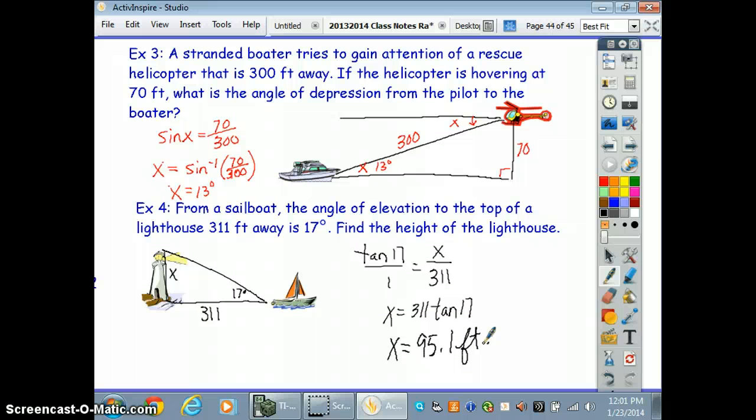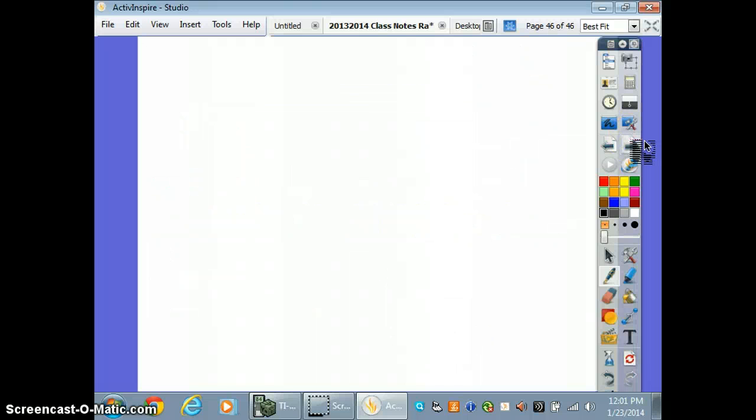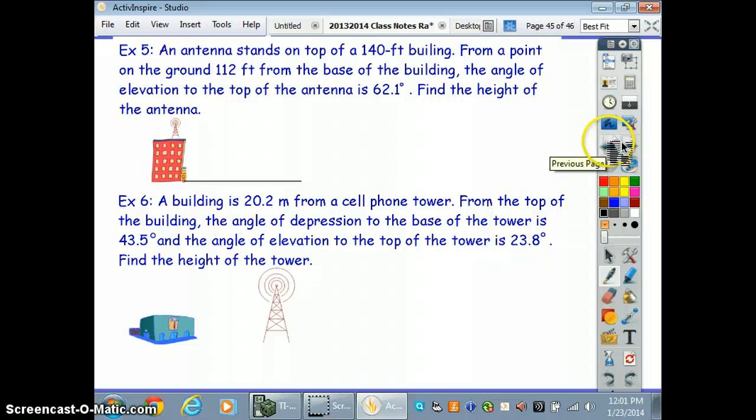Okay, and the next problem, number 5. An antenna stands on top of a 140-foot building. From a point on the ground 112 feet from the base of the building, the angle of elevation to the top of the antenna is 62.1 degrees. Find the height of the antenna. Okay, so our building, 140. That's from here to here. We need to find out how tall this antenna is.